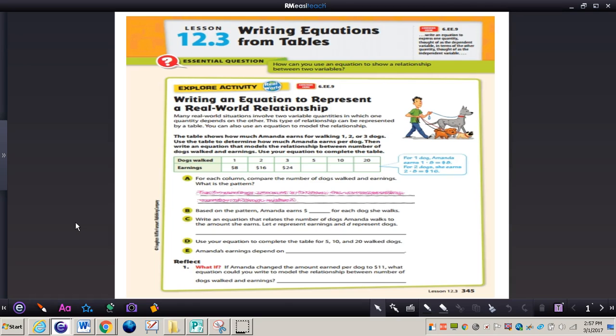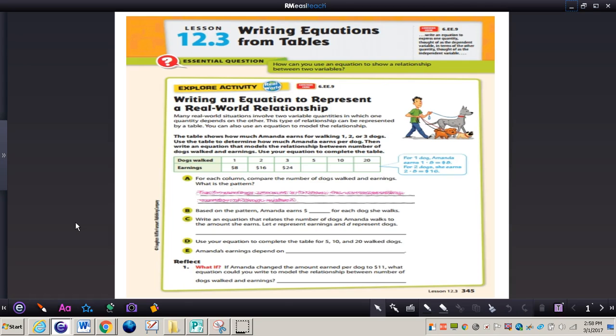So let's take a look at the Explore activity on page 345. It says writing an equation to represent a real-world relationship. And it says many real-world situations involve two variable quantities in which one quantity depends on the other. We talked about dependent variables and also independent variables in the previous lesson. So this type of relationship can be represented by a table. You can also use an equation to model the relationship. So we're going to take a look at this on page 345.